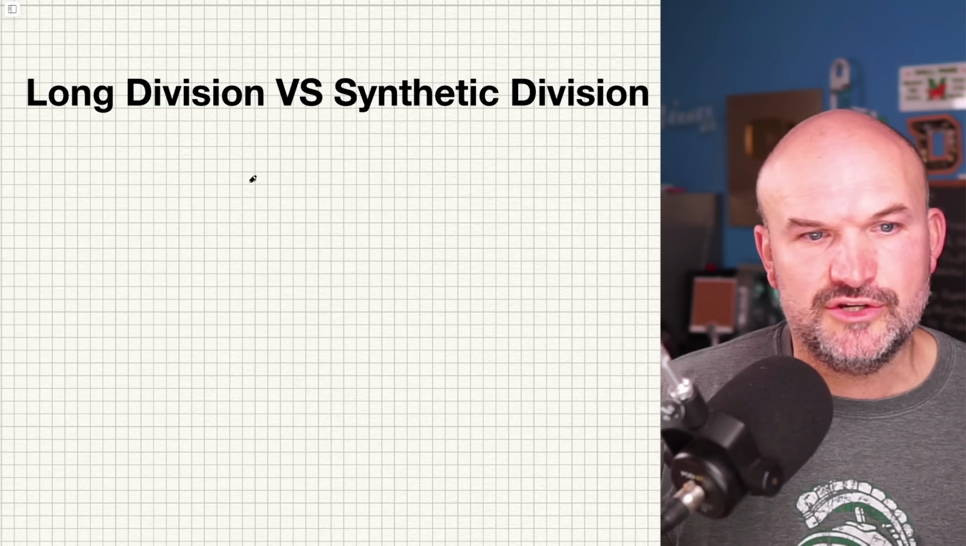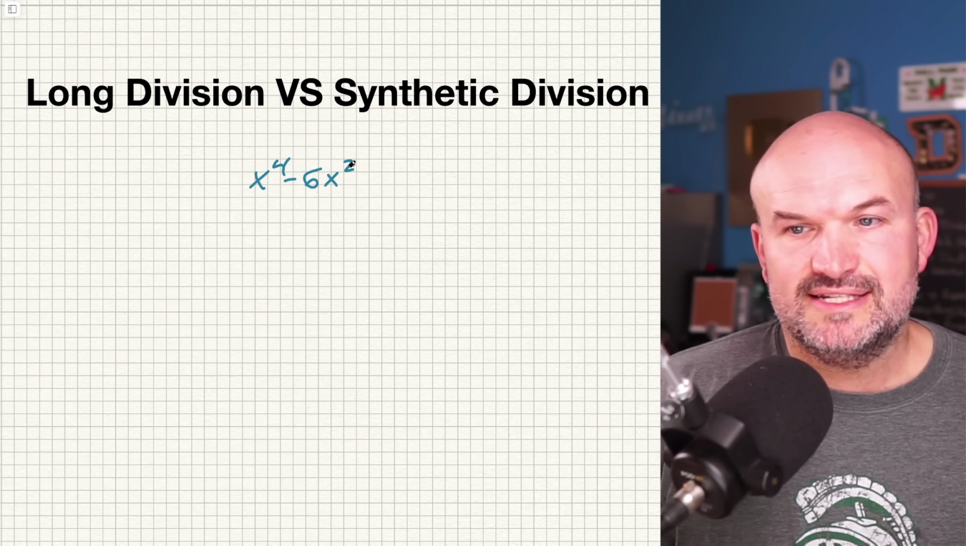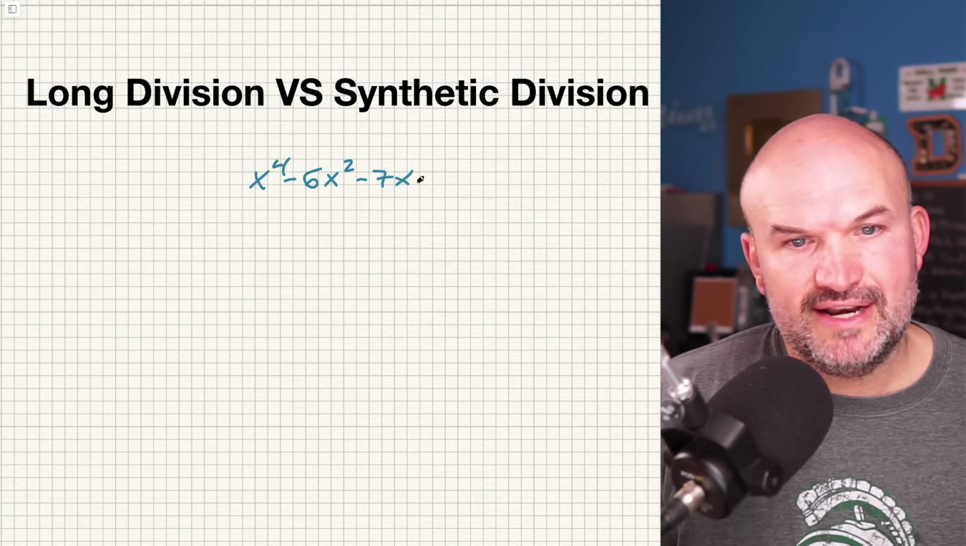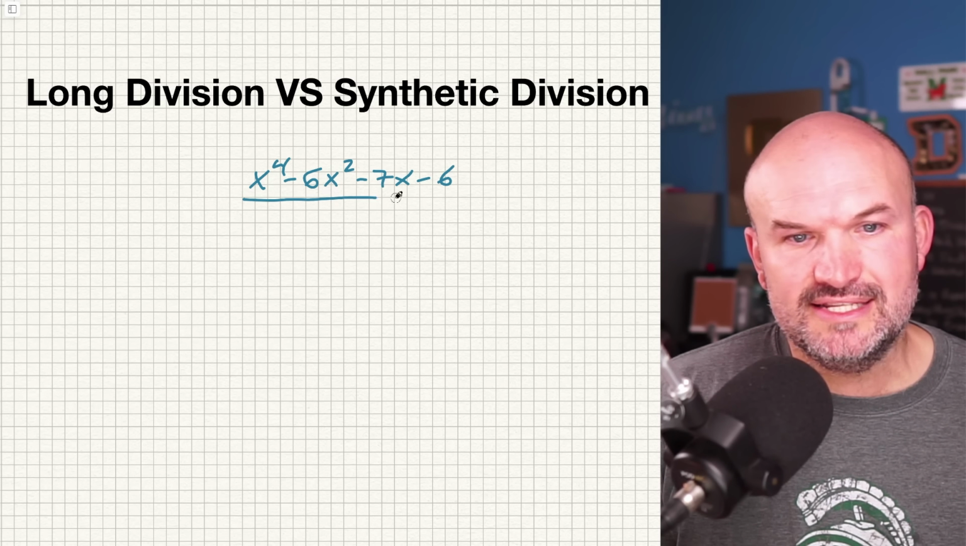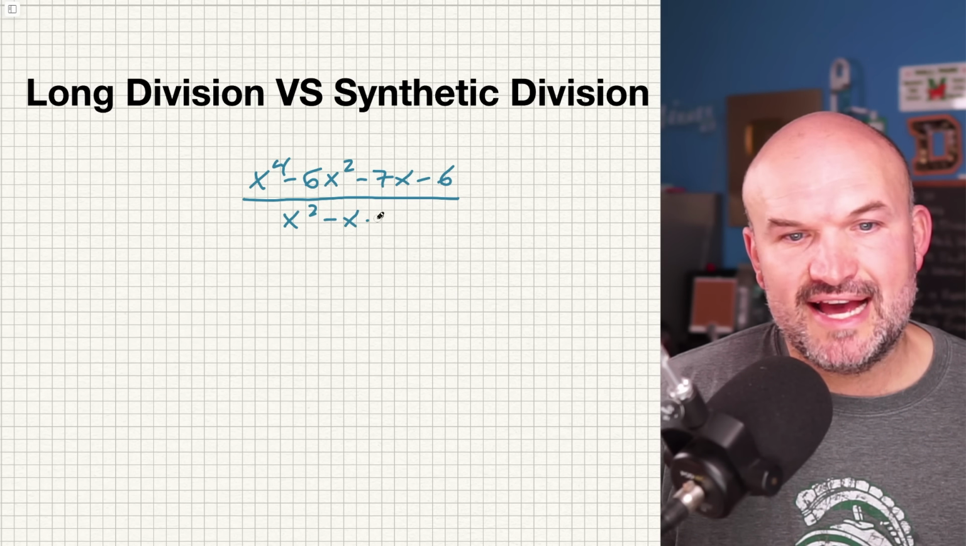Let's get right into it. Let's do a division problem. Let's say x to the fourth minus 6x squared minus 7x minus 6. And let's divide this by a trinomial, x squared minus x minus 6.